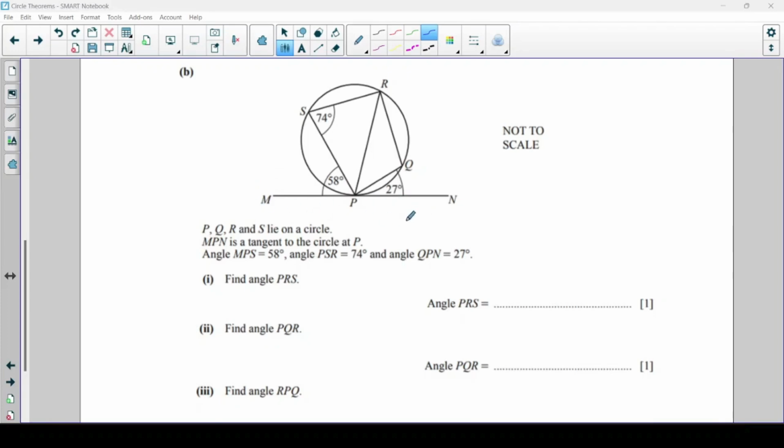Here we've got a tangent, and again triangles connected to the tangent. The first angle we're asked to find is angle PRS. So from P to R, R to S. So it's this angle here we're looking for. I can't see another angle subtended by the same thing, so I think we're going to be using the alternate segment theorem, as always seems to be the case in these questions.